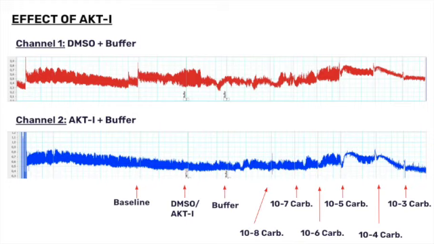So, by comparing channel 1 and channel 2, we can notice that the treatment with the AKT inhibitor did not have an effect on either spontaneous contractility or agonist-induced contractility.